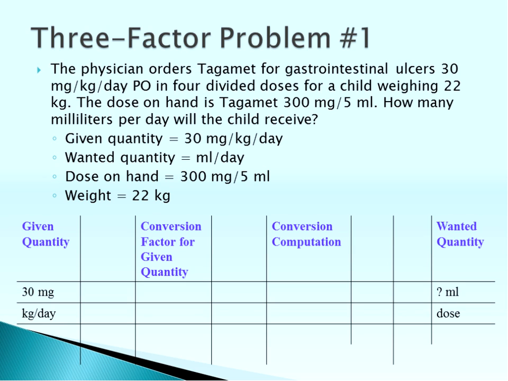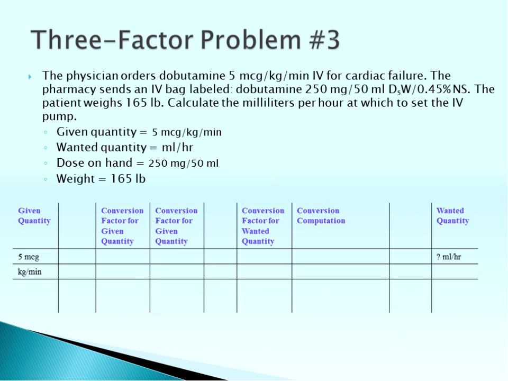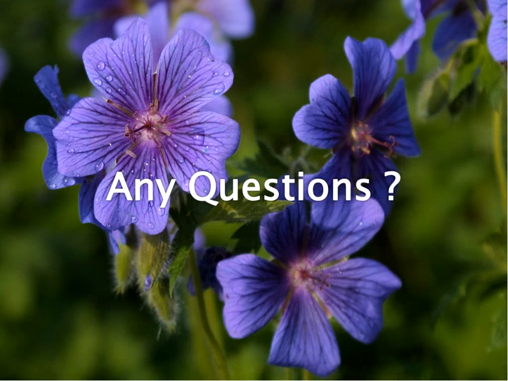So let's see what we have. Say we're giving Tagamet, and it's based on milligrams per kilogram. So now we have 3 conversion factors. And also, say, a dopamine or dopamine IV drip. You could solve that problem.